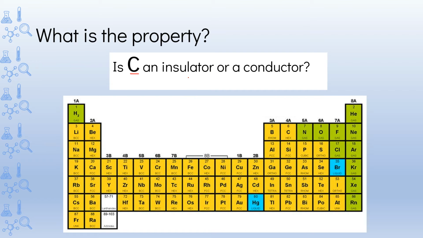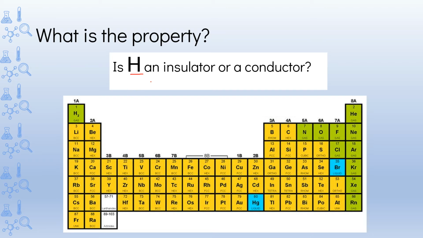How about carbon? Is carbon an insulator or a conductor? I find carbon. Carbon is right here. Ooh, that's a close one. It's right on that staircase, but it's actually part of our non-metals. Remember, metals are on your left-hand side, non-metals on your right-hand side. So it's a non-metal, therefore it is an insulator.